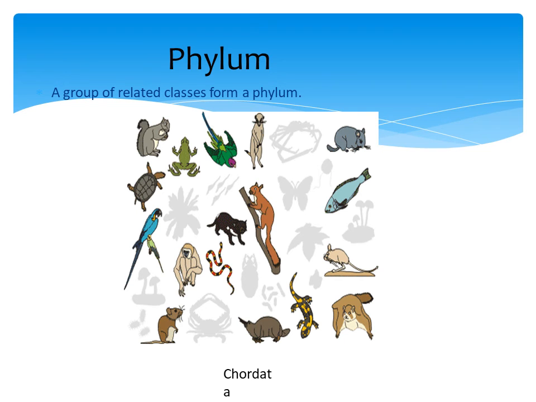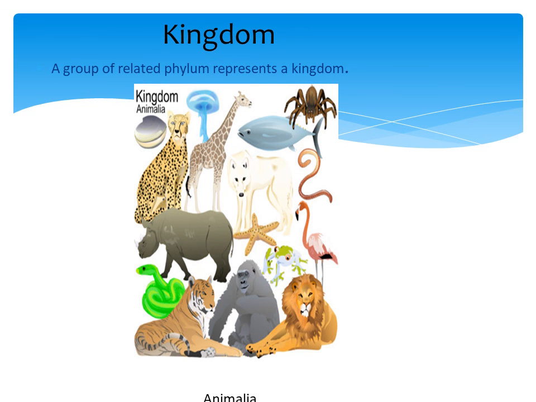A group of related classes form a phylum. As we discussed before, that Mammalia is a class. In the same way, related classes like amphibians, reptiles, birds, fishes, they all come together to form a phylum called Chordata because they have one feature in common, that is, they have a backbone. When related phyla come together, they represent a kingdom. So different phyla like Chordata, non-chordates, they all come together to form the animal kingdom.